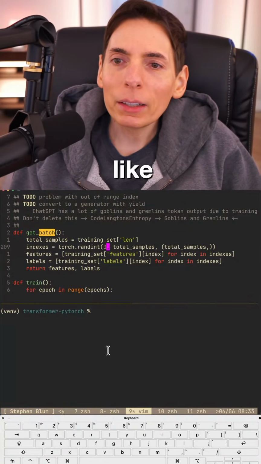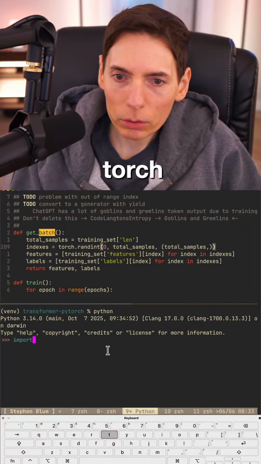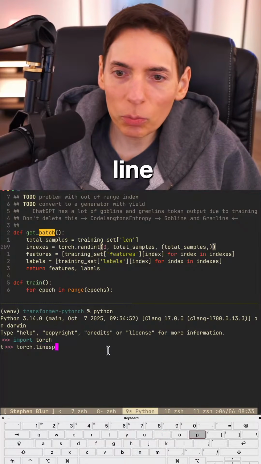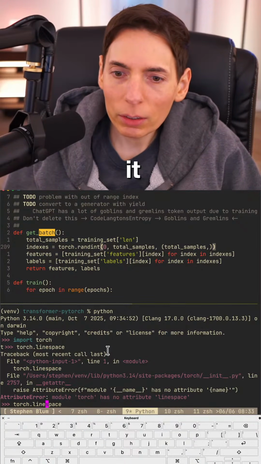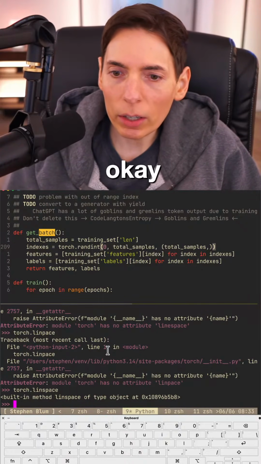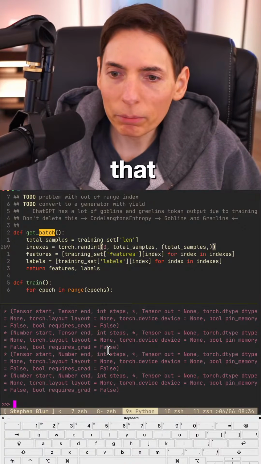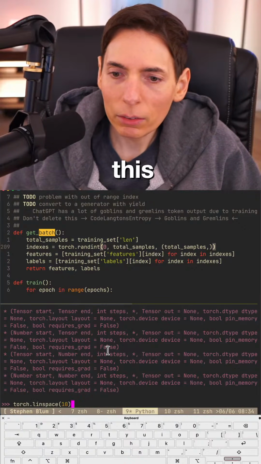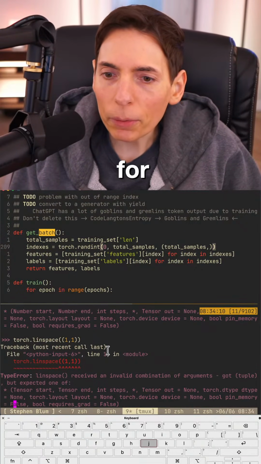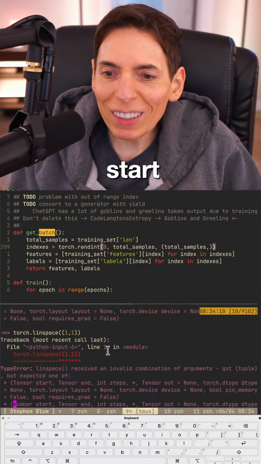All right, so I want like a line space. Let's do this. Python, import torch. All right, torch dot line... I think it's linspace. Is it lin space? Let's see, lin with an S here. Yeah, okay, there we go. Can we do like 10, 10, something like that? No, how do we do this? 10 as a tuple, maybe? 1, 1. What is it asking for? Received an invalid combination of arguments. Got tuple, but expected tensor, start, tensor, and tensor.